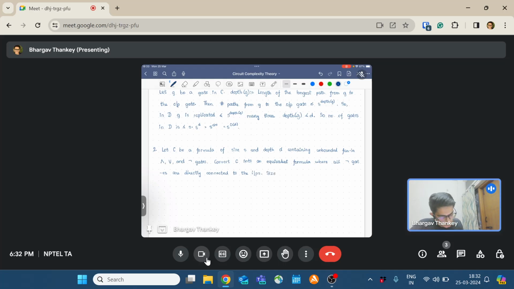The size of the new circuit should be less than or equal to S, and depth is less than or equal to D plus.